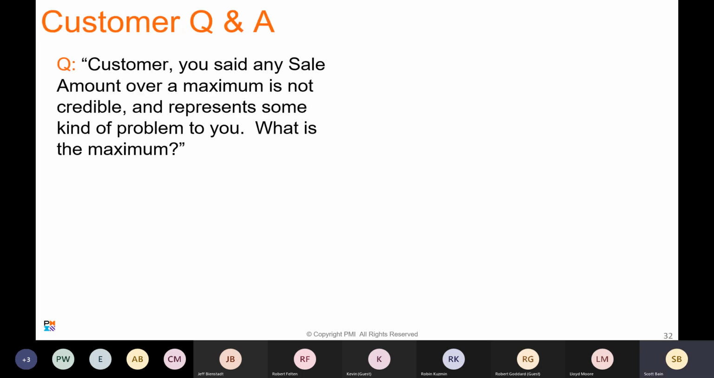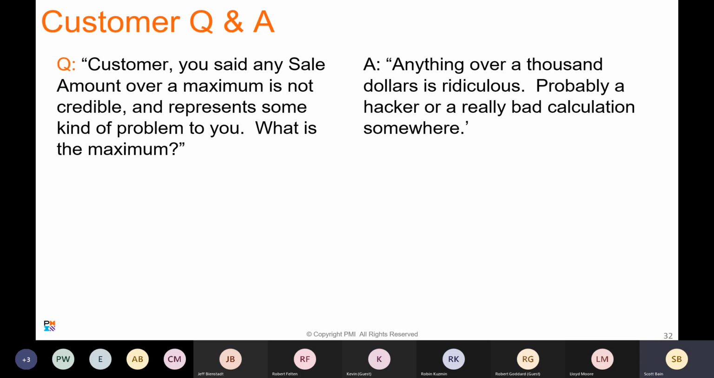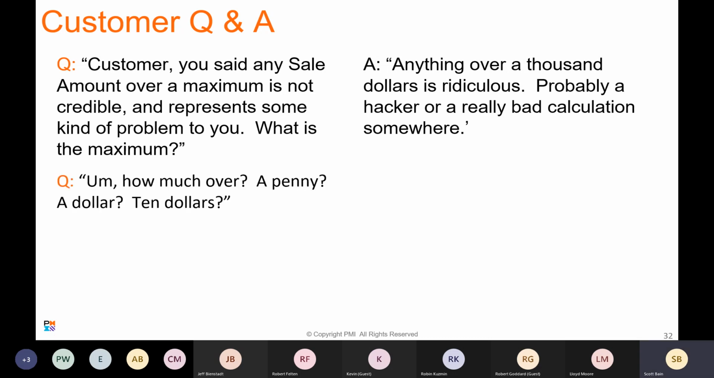So here's that conversation. Customer, you said any sale amount over a maximum is not credible and represents some kind of problem to you. What is the maximum? They say anything over $1,000 is ridiculous. Probably a hacker or a really bad calculation somewhere. Is that enough of an answer? We know what 1,000 is. What is meant by over? So we probe for a bit more specifics. How much over? Penny, $1, $10? Customer says a penny. So now we know.